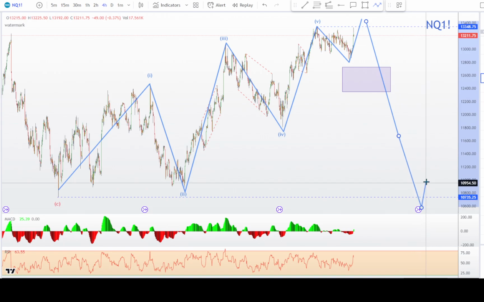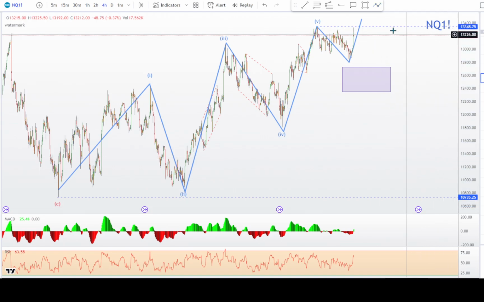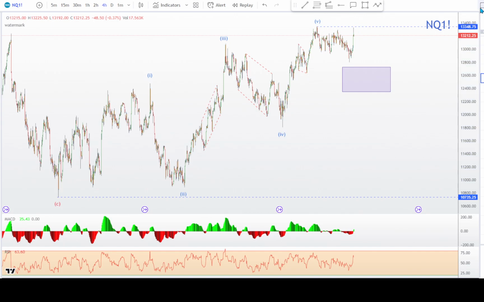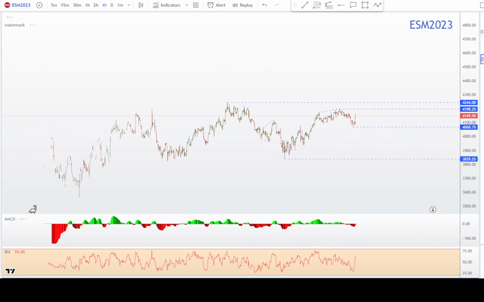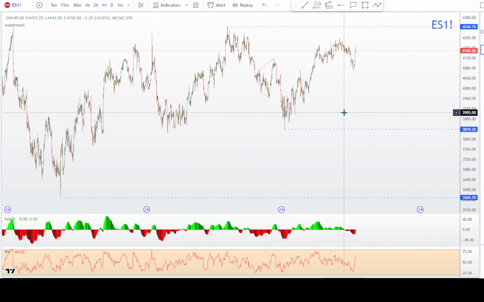And then totally down. So that is what I see on the Nasdaq. Now, the S&P, actually let me go to the continuous contract here.